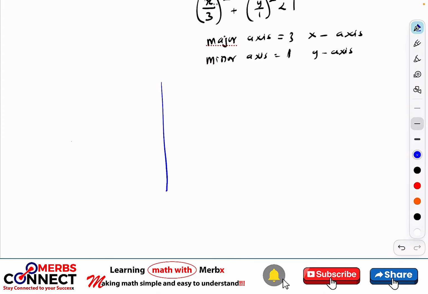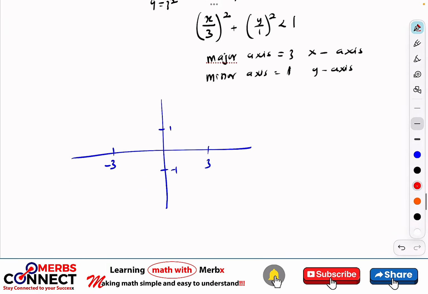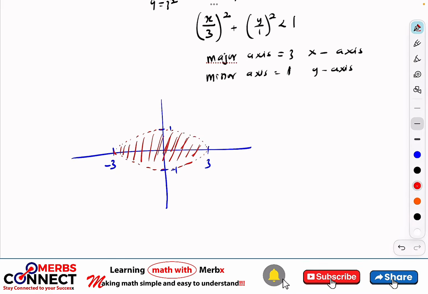So we have our x and y axis. Since this is stretching along the x-axis, we are going to have 3 here, and minus 3 here. We are going to have 1 here, and minus 1 here. So are we including 1? No, we are not including 1. So I'm just going to use a dotted line and then sketch something like this. And this is going to be the inner region, because of the way it is. Right, so this is what it's going to be.